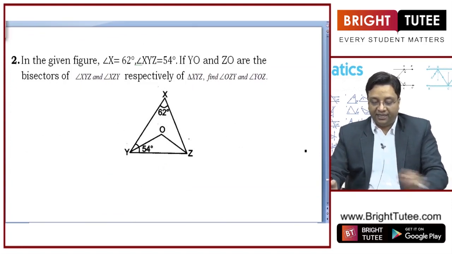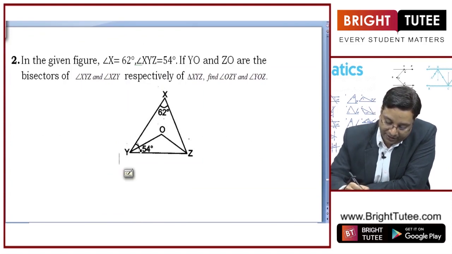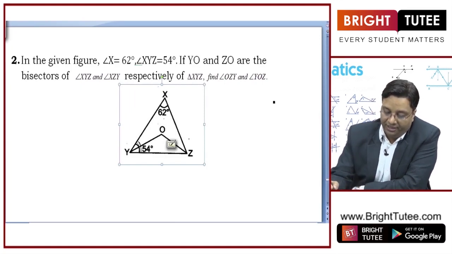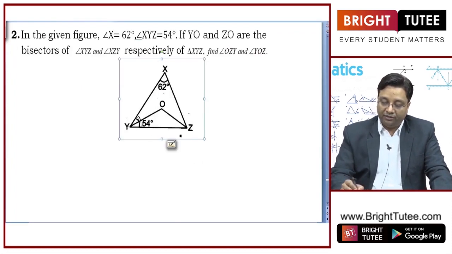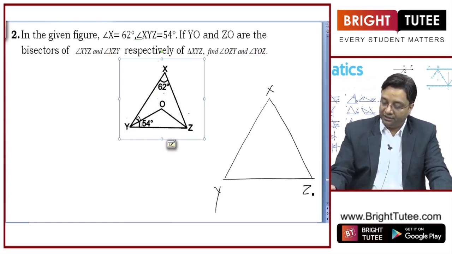In the given figure, angle X is 62 degrees, which we can see here. Angle XYZ, that is this complete angle, is 54 degrees. If YO and ZO are the bisectors of angle XYZ and XZY, then we need to find angle OZY and YOZ. So let me redraw this diagram. This is X, this is Y, this is Z, and this is O.